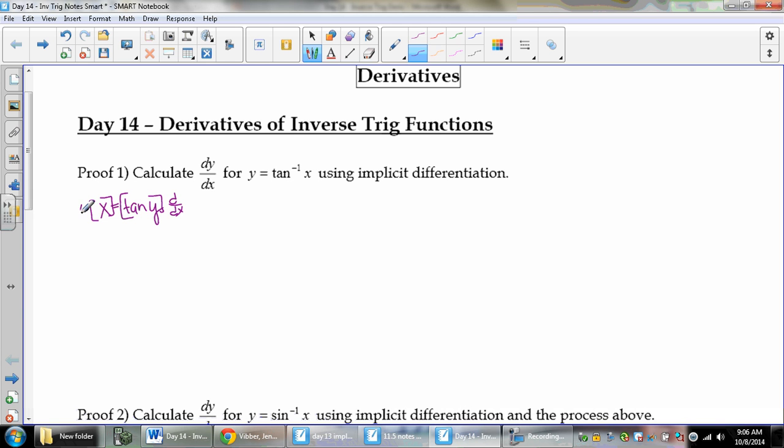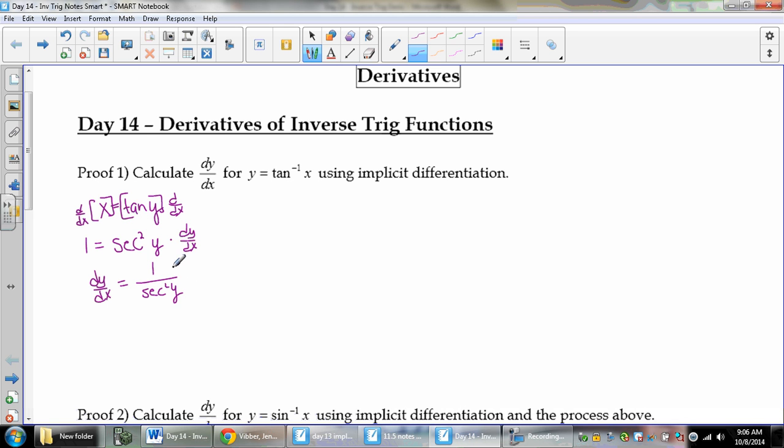Now I'm going to take the derivative using normal methods. So d/dx of both sides: the derivative of x with respect to x is 1, and the derivative of tan y with respect to x is a chain rule. I take the derivative of the outside, keep the inside, times the derivative of the inside. Then if I solve for dy/dx, I get dy/dx equals 1 over secant squared y.